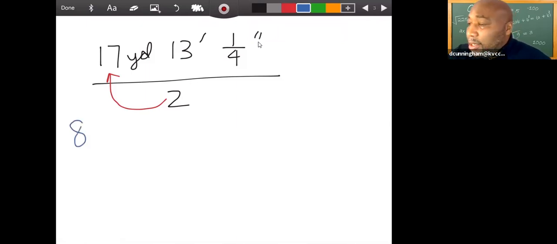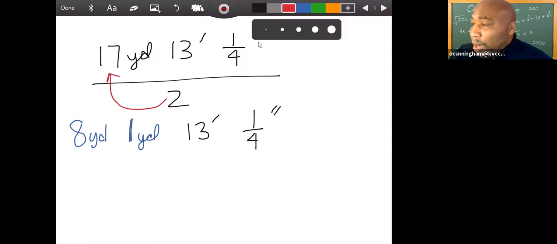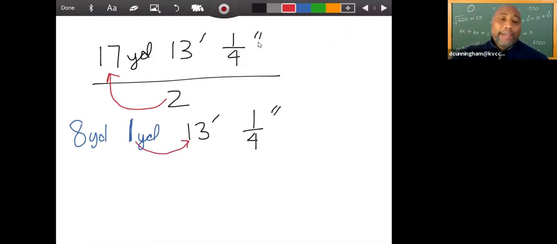So we have 8 yards. And then we have 1 yard remaining. That's our remainder. Notice I'm writing that in blue. Right now, write down 13 feet, 4 1/4 inches, and notice a different color change. Now I'm going to put this 1 yard into feet and then divide that by 2. And the remainder of that will go into the inches and then divide that by 2. So my 8 is good, 8 yards.